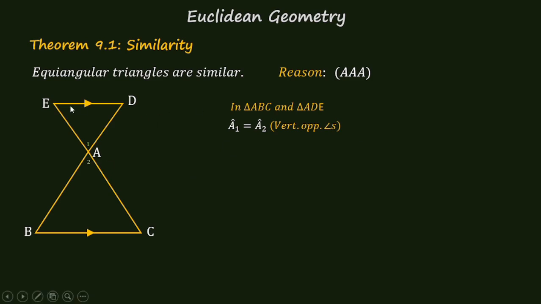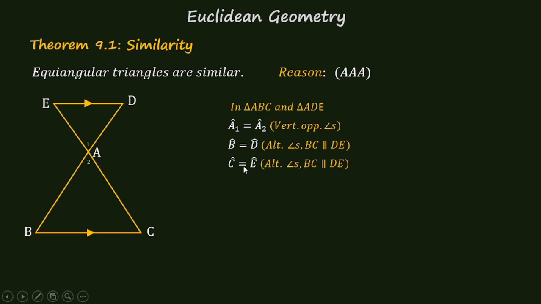We are given from these arrows that DE is parallel to BC. So in that case, the angle B will be equal to the angle D. Those will be alternate angles because BC is parallel to DE. So B will be equal to D, alternate angles. In the same manner, C will be equal to E. Those will be alternate angles.